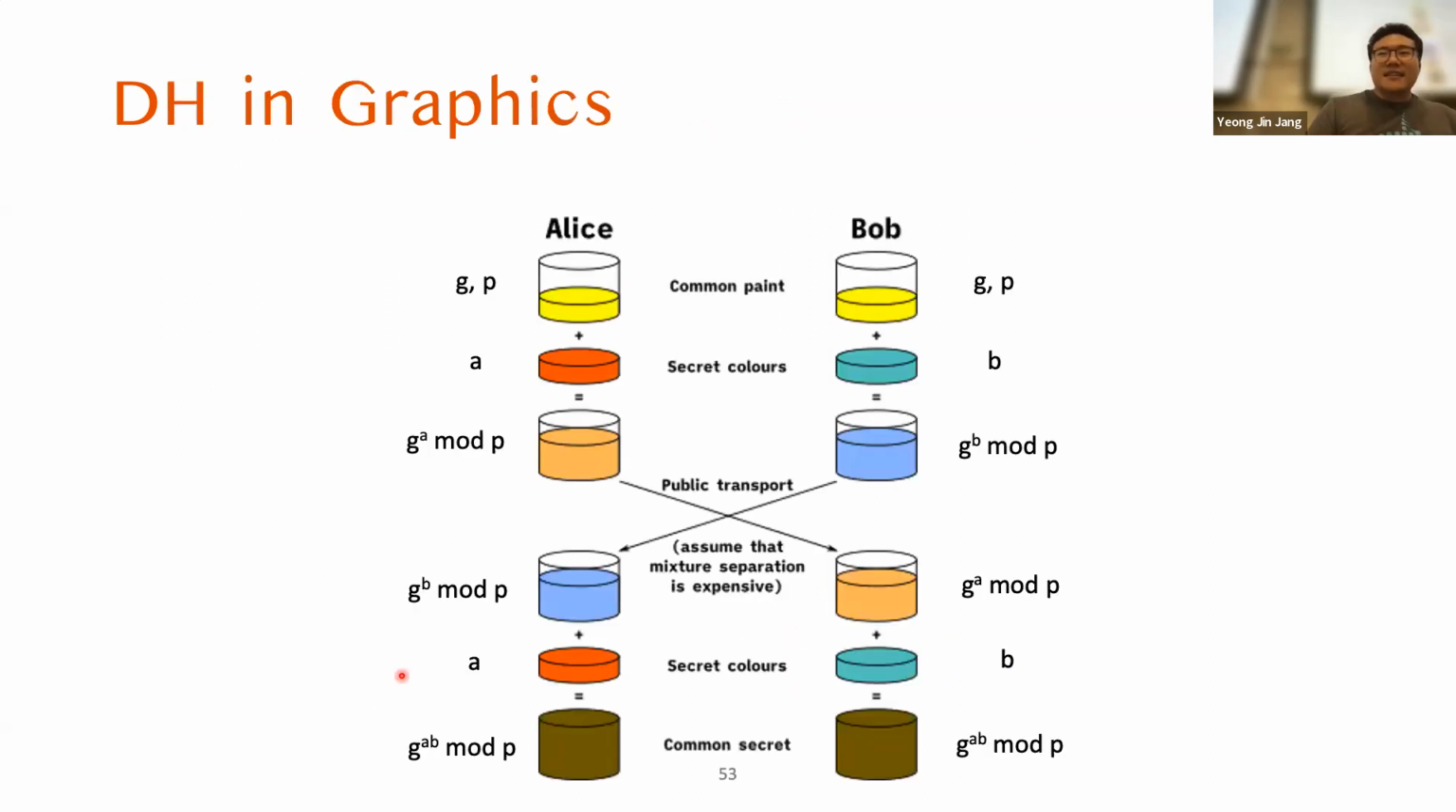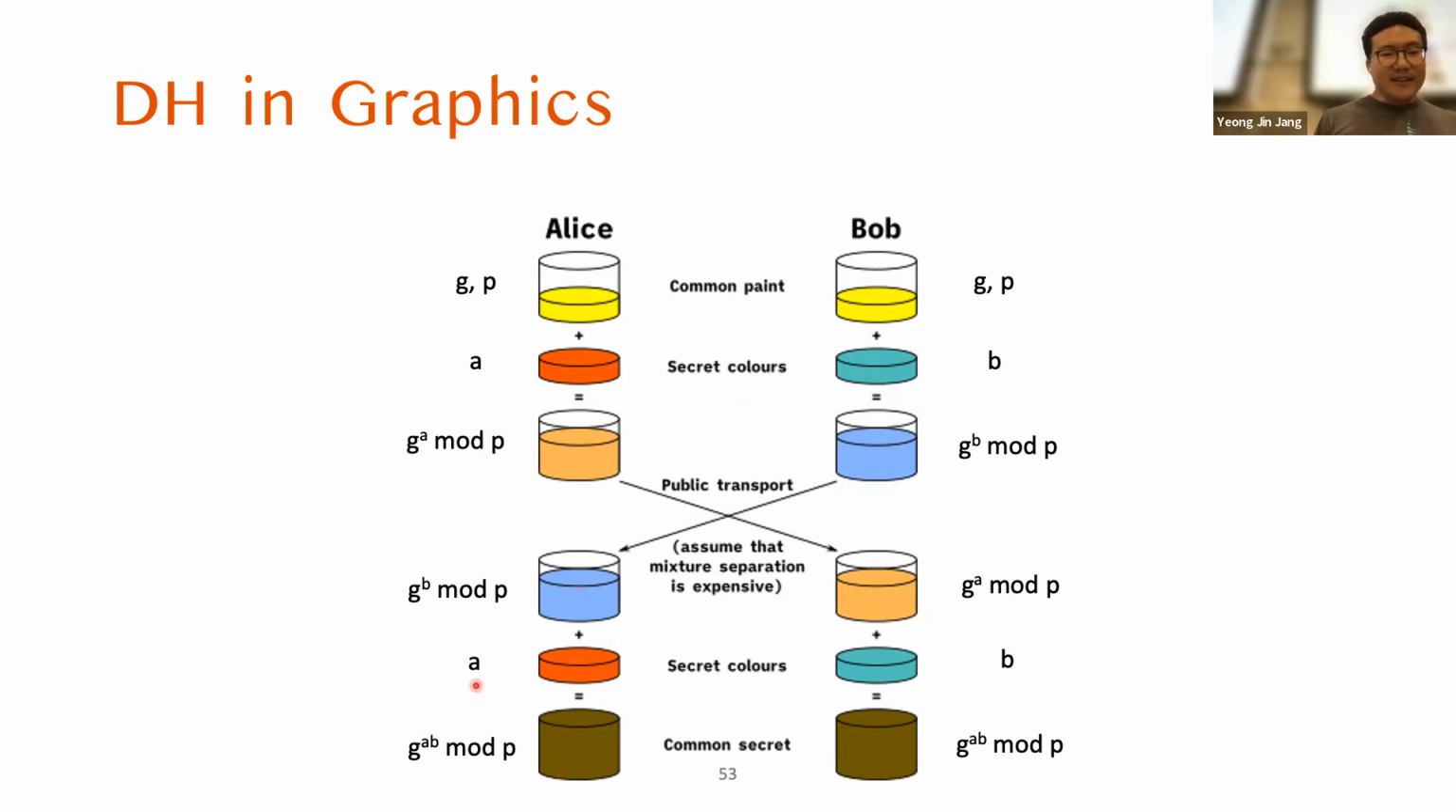So let's take a look at the graphics again. G and P are like the public keys, what we call the common paint. And then A and B are the secret of each party. These colors will never be leaked, and we only see the mixed color. Our shared secret will be the mixing of the common paint and the two secret colors.